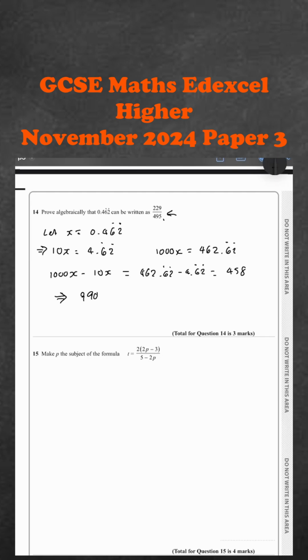Therefore, 990x equals 458. If I divide both sides by 990, we get x equals 458 over 990. Divide top and bottom by 2. 229 over 495, as required.